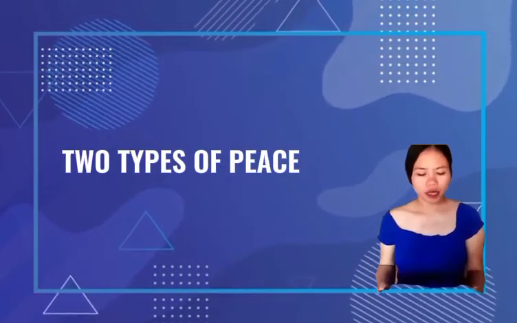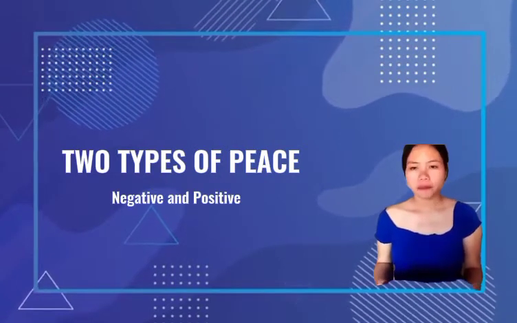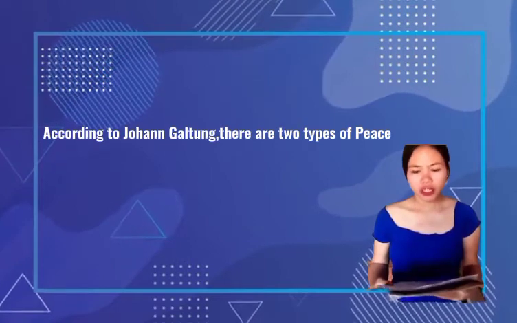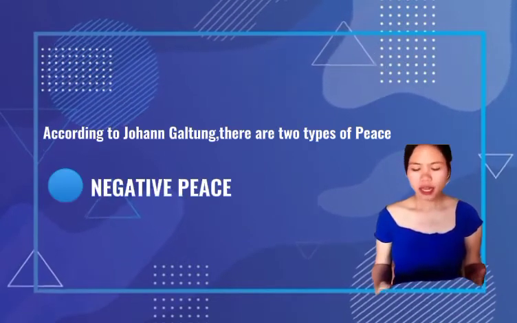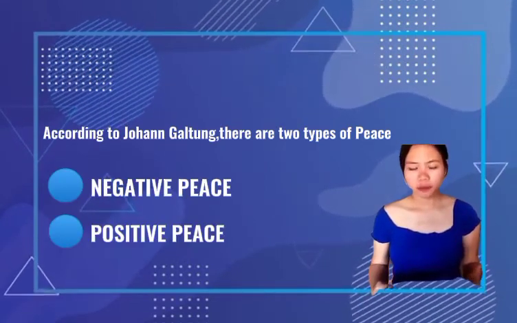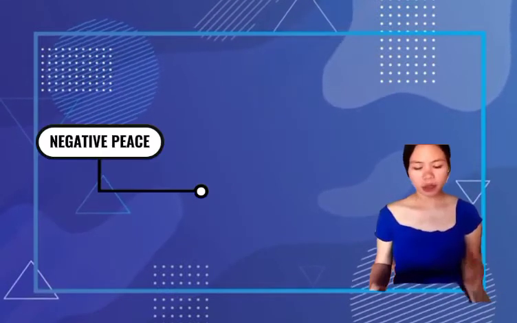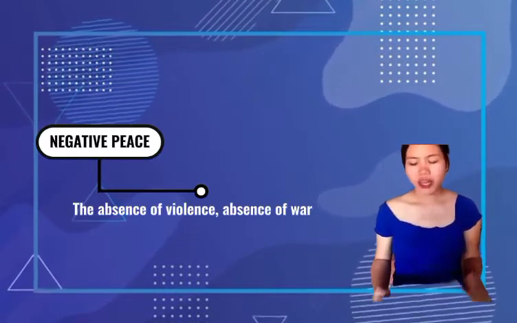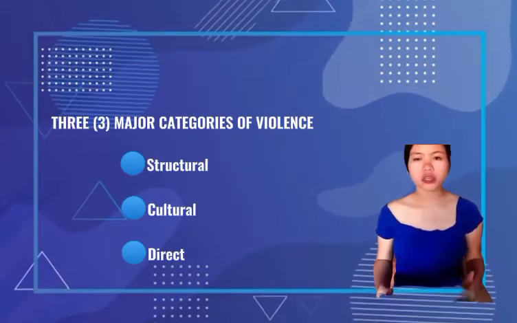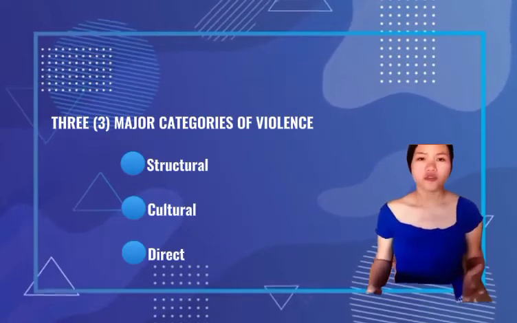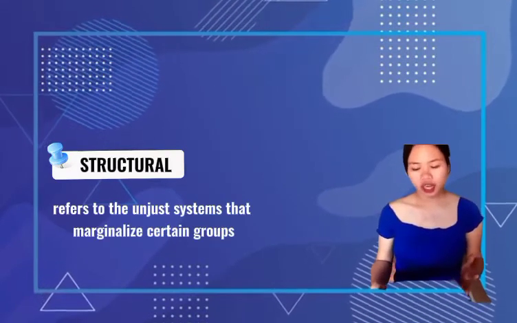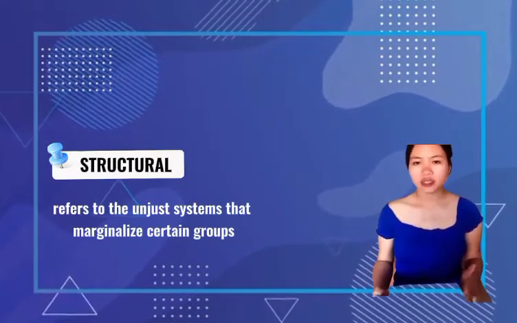Two types of peace: negative and positive. Johan Galtung argued that there are two types of peace: negative peace and positive peace. He defined negative peace as the absence of violence, the absence of war, and identified three major categories of violence. First, we have structural, which refers to the unjust system that marginalizes certain groups.